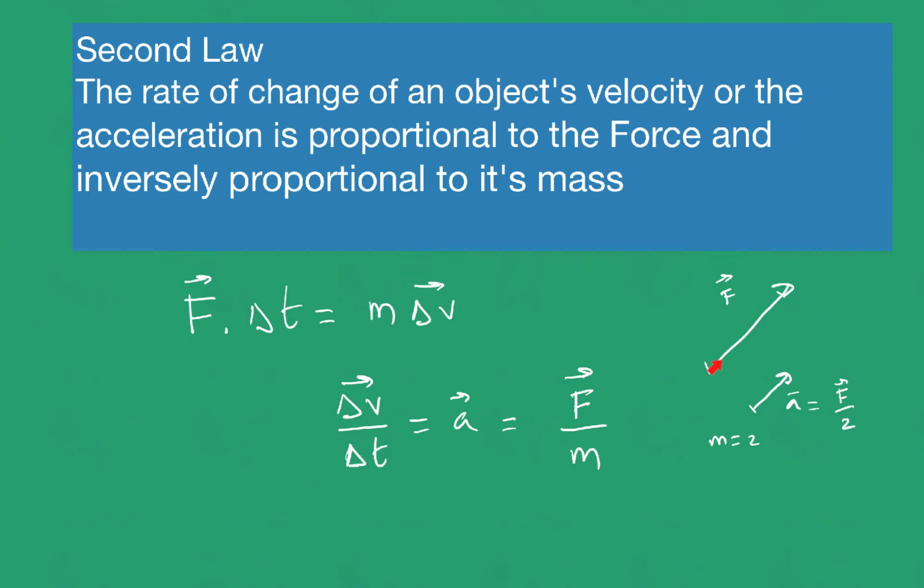So, if this is the force, and the force is acting, and this is the mass, the change in velocity divided by the change in time is the acceleration. The change in velocity divided by the change in time is the vector force divided by the mass. So if the mass is very big, the acceleration will be very small.